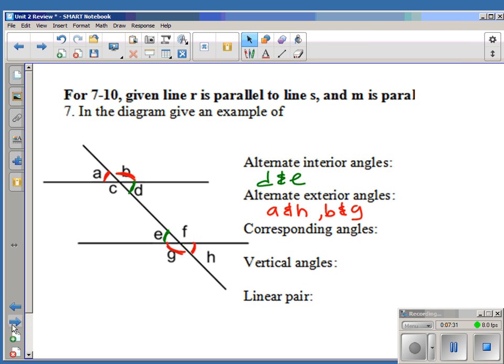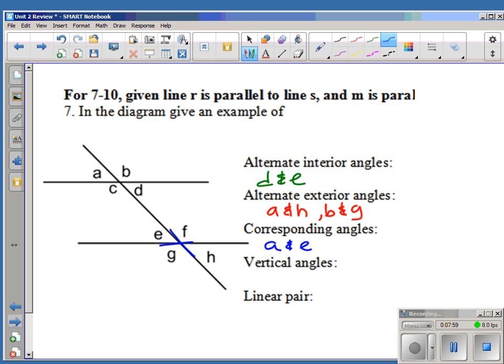Corresponding are the easiest, and here's how I do corresponding. I take this, I draw it in, and I say, all right, it's just like going down a level of the house or an elevator. A corresponds with E because it's in the same spot, it's up the upper corner. B corresponds with F because it's in the same spot. C and G correspond, and D and H correspond. So I'm just going to write one example, A and E.